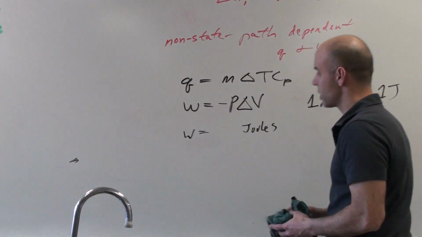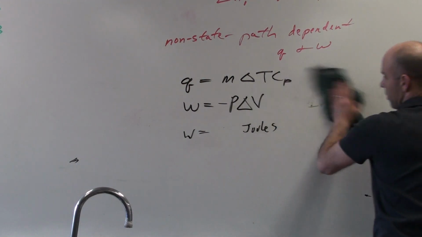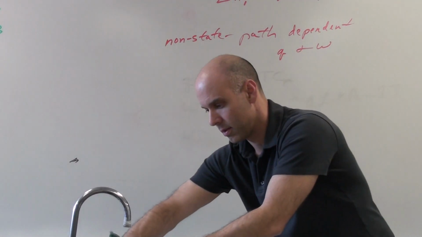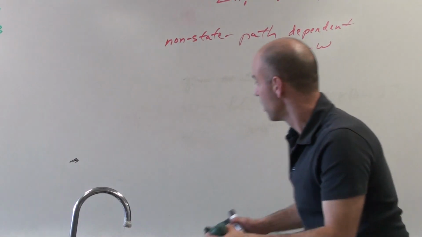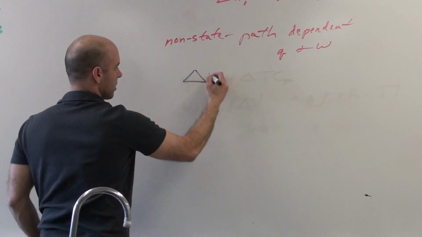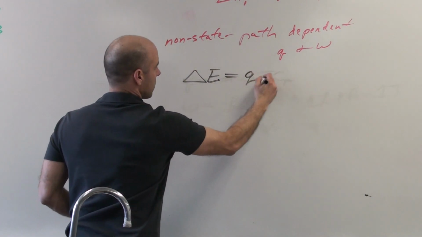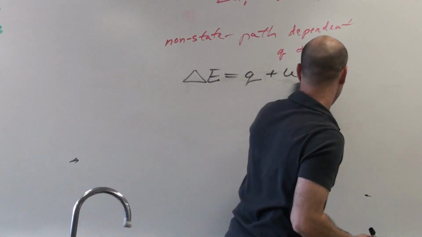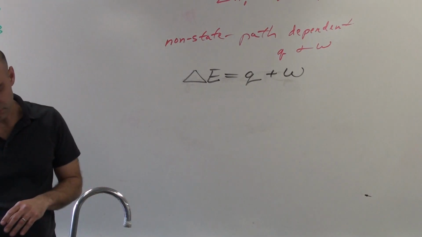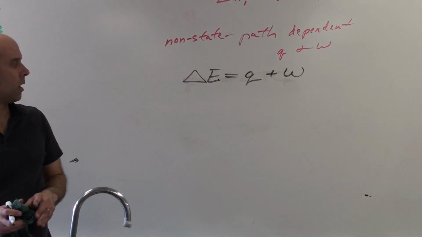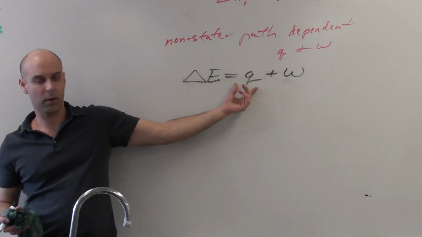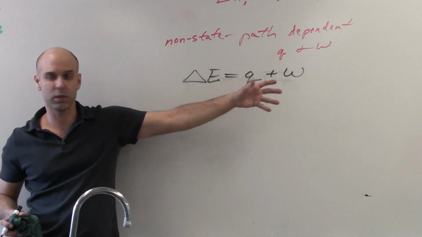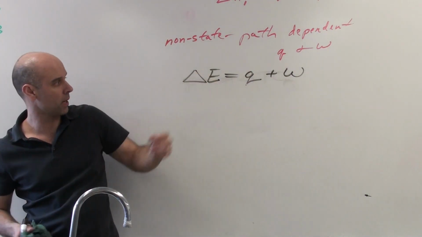The total energy change in the system is the addition of these two. So we would say the total energy change in the system is the change in heat plus the change in work. Depending on how you set up the experiment, Q and W can be different. That's why they're path dependent.